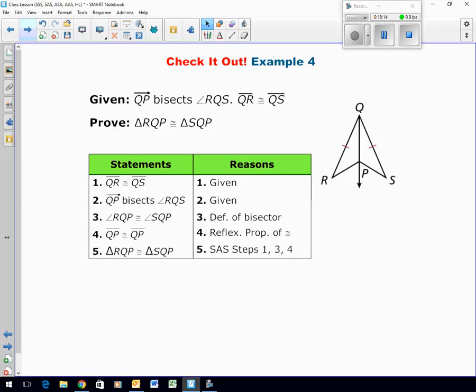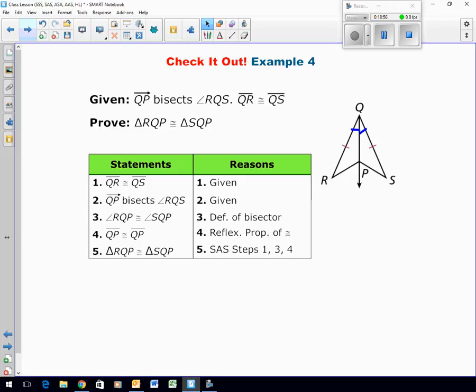I've said this over and over again throughout this course. Hopefully you're picking up on it now. An angle bisector divides a large angle into 2 congruent angles. Okay? So angle RQS, the big angle RQS. If QP is the angle bisector, that means it divides it into 2 smaller congruent angles. Okay?